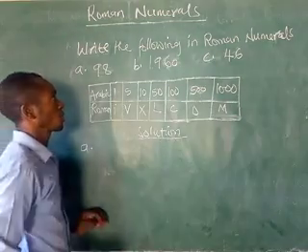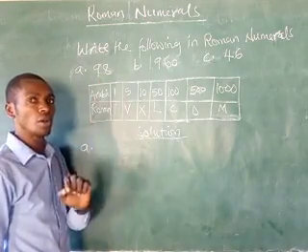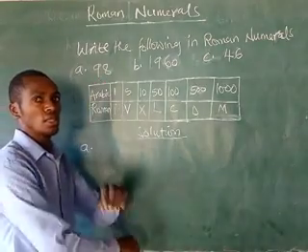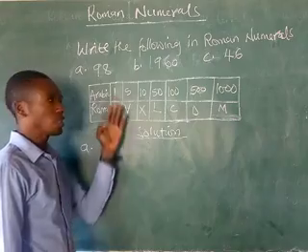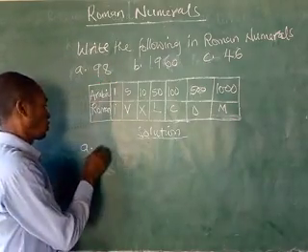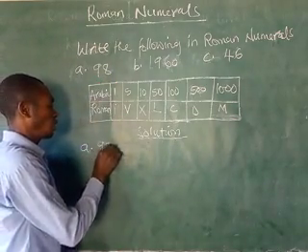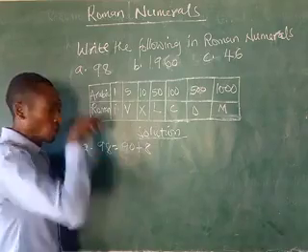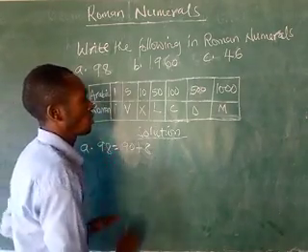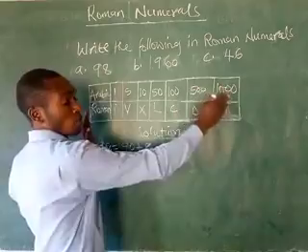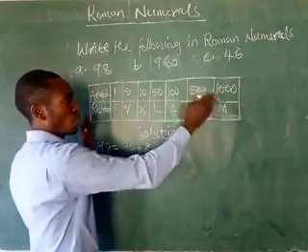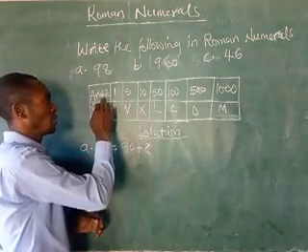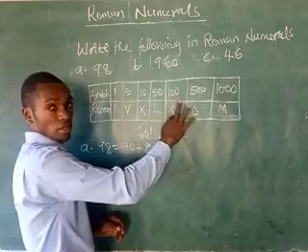Starting with A, 98 in Roman numerals. The first thing to do is to write 98 in its expanded form. So we have 98, which is the same thing as 90 plus 8. Now, all that we're going to do here will come from this table. We have the Arabic terms and we have the Roman numerals here.